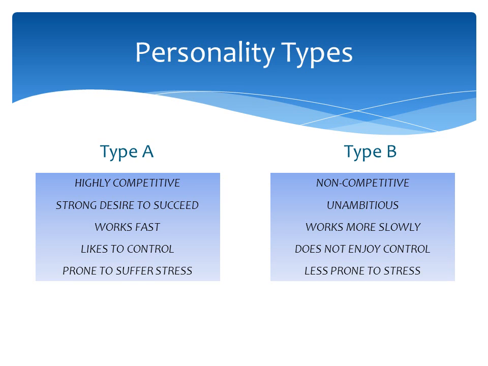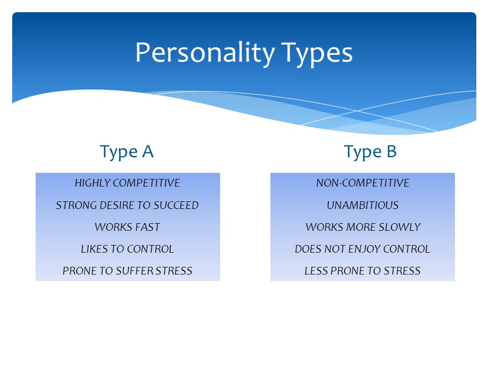Type B, essentially the opposite. They're not really very competitive, they're not particularly ambitious, they like to work nice and slowly, they don't want to be in control, they like to be controlled, they like someone else to take control, and because of those things they're less prone to be stressed.